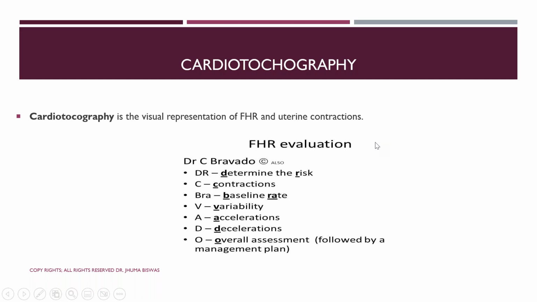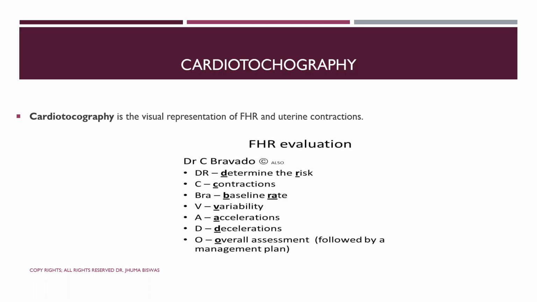Before discussing the WHO CTG classification, you need to understand the basics of cardiotocography, or CTG, and what we actually see from each CTG. CTG is a visual representation of the fetal heart rate and uterine contractions. That means through the CTG we get two interpretations. One, we get an idea about the fetal heart rate. Another, we get an idea about the uterine contractions. These two things we usually see in a CTG.